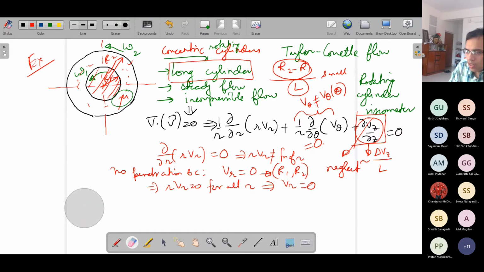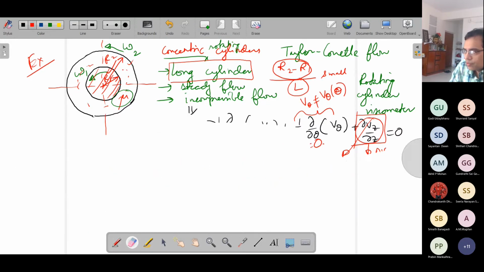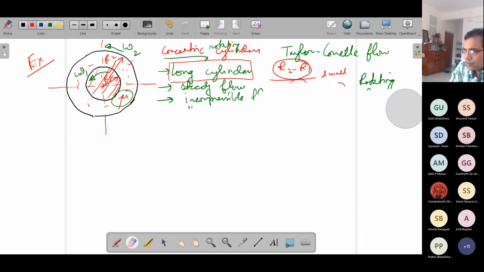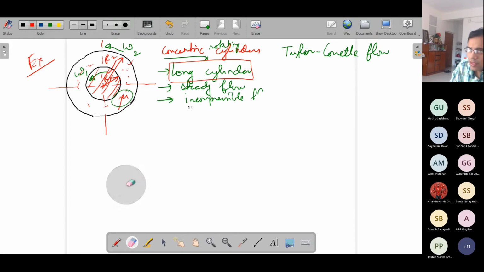Now we will move on to the other momentum equations, all the important components of the momentum equation, that is R, theta, and Z. So we'll start with, say, R momentum. So we have rho, this one.